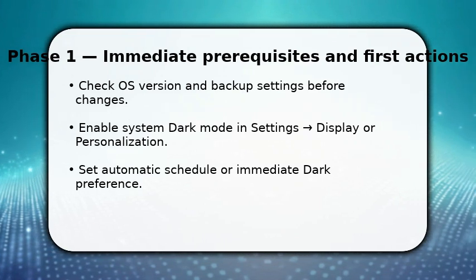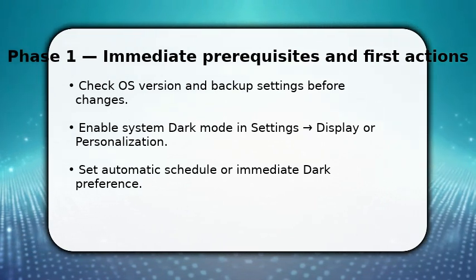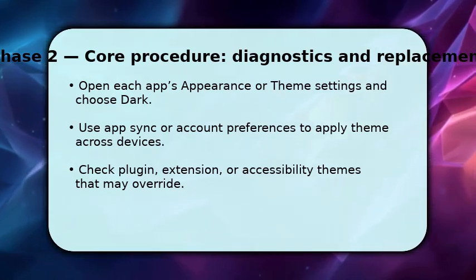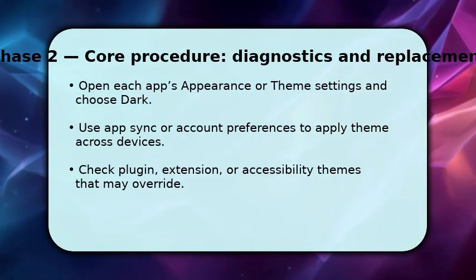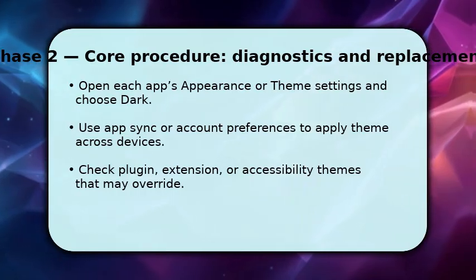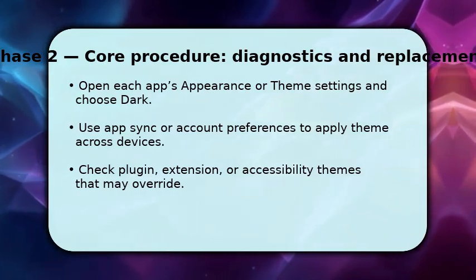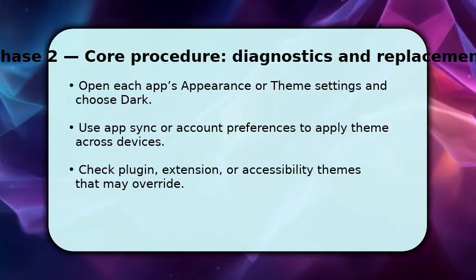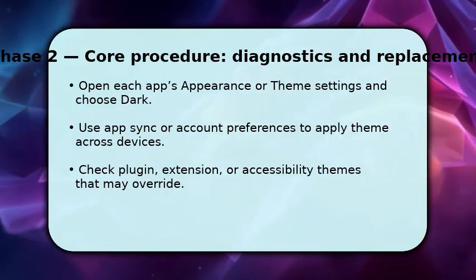You now go into individual apps and explicitly set dark where needed, because not every app honors system defaults. In the app settings, look for appearance, theme, or accessibility and select dark. This forces the app to follow your preference. Once done, make sure syncing is enabled in the app account so the theme propagates to other devices.